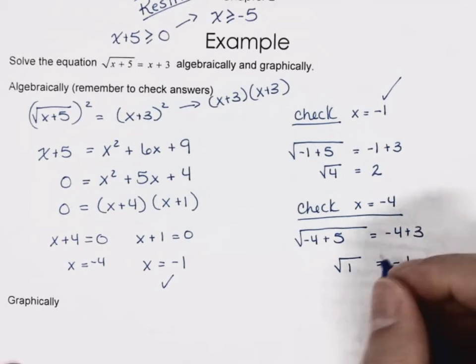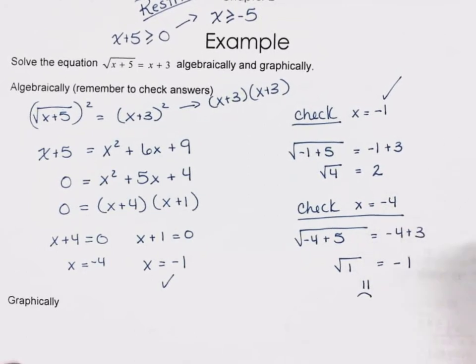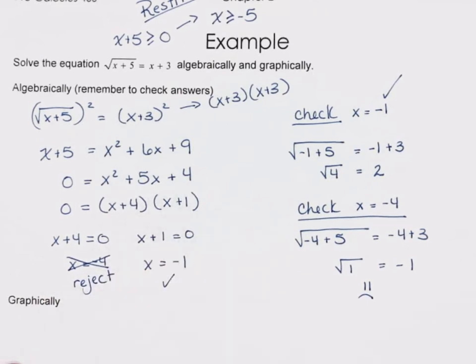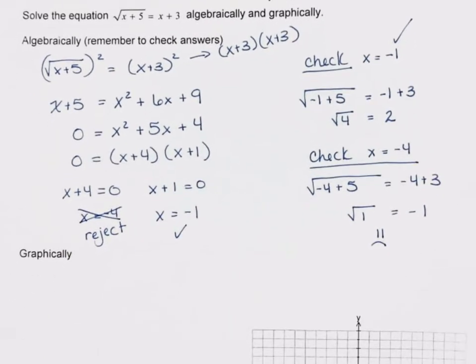And so you have to indicate that that second answer is rejected. So you have to check every time. Yes, you have to check every time when you're solving a radical equation.